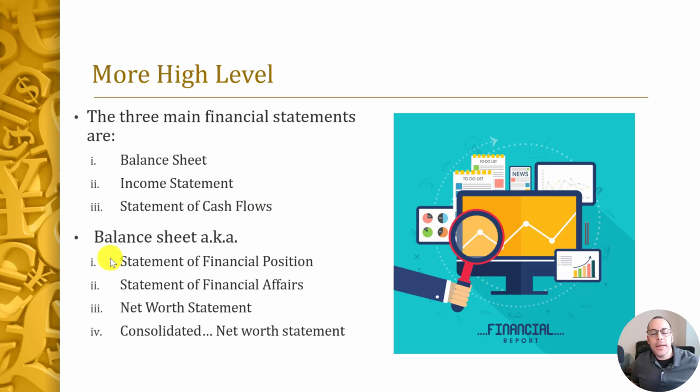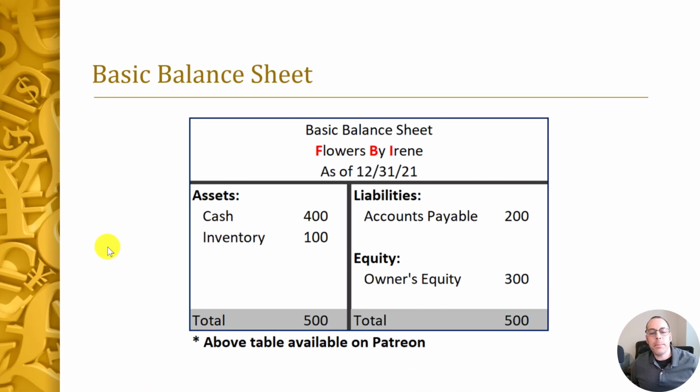And if you're new to investing, it can be confusing because sometimes you cannot find the balance sheet on the company's 10K. They may call it the statement of financial position, the statement of financial affairs, the net worth statement, or if it's a company that owns a lot of other companies, they may call it the consolidated balance sheet or consolidated statement of financial position. But if you look at a report that has assets, liabilities, and equity, it is the balance sheet, regardless of what the name is.